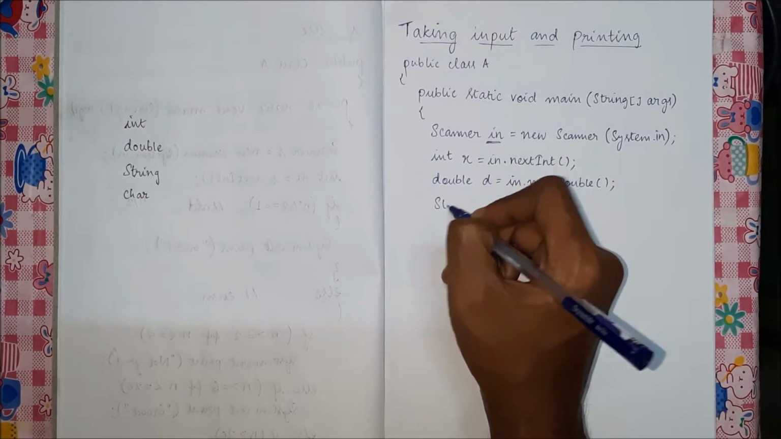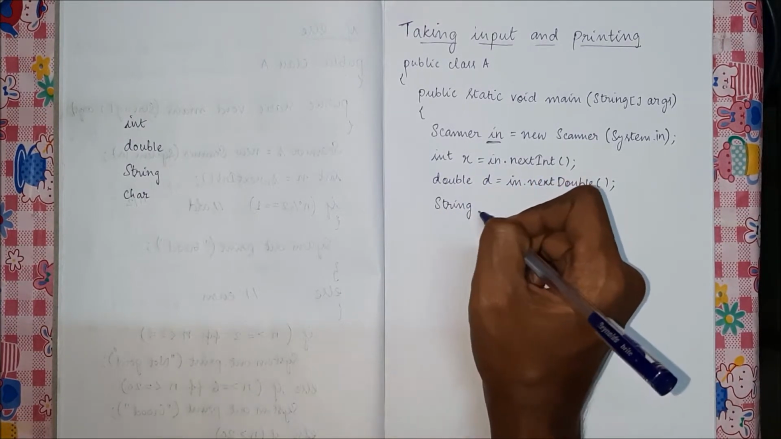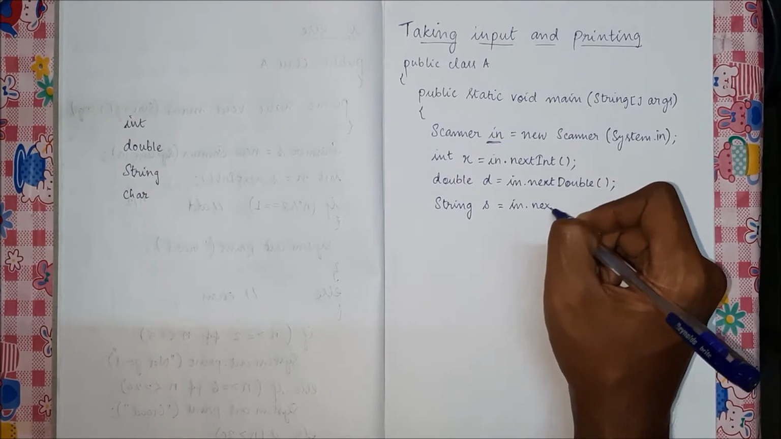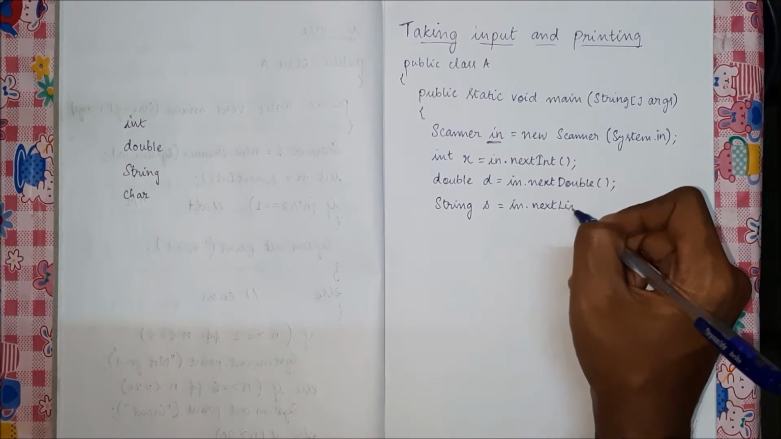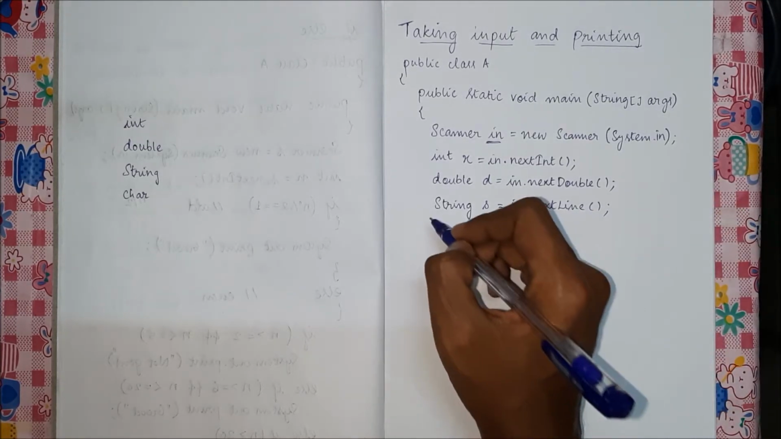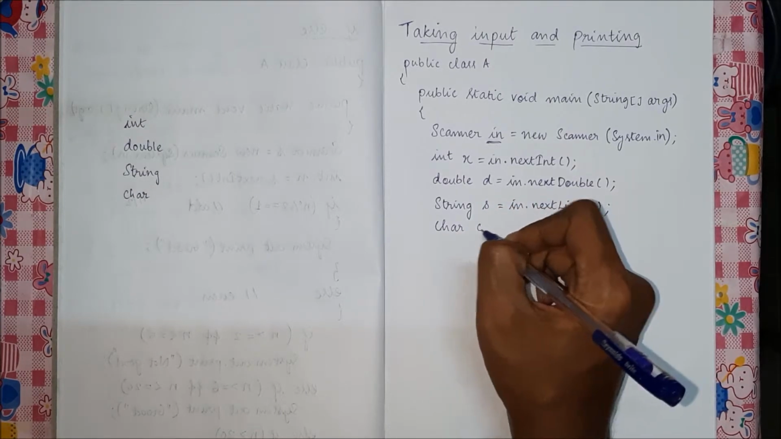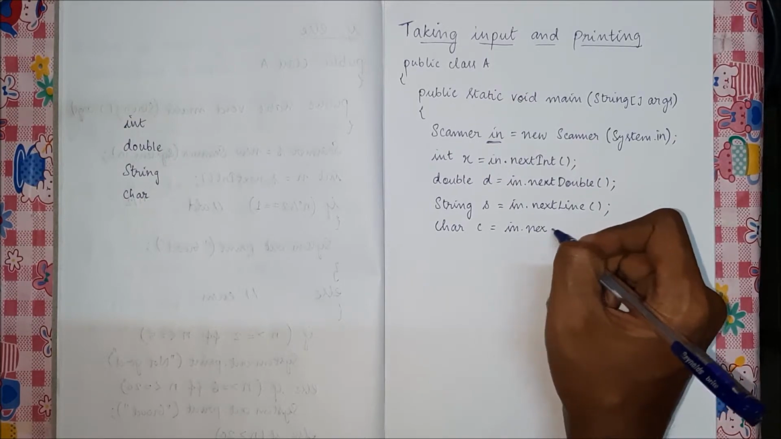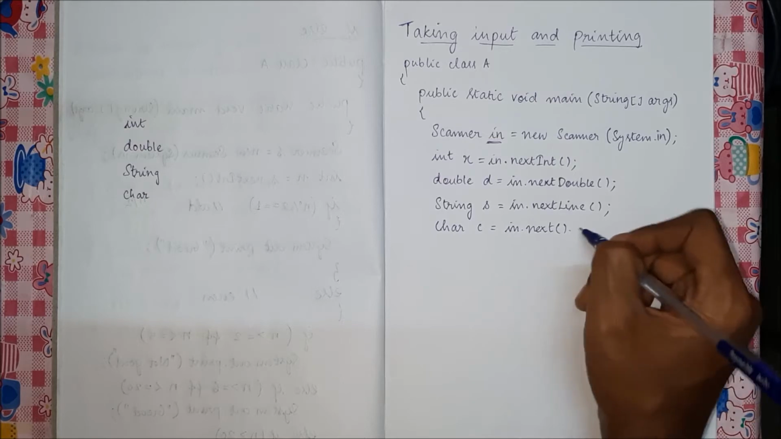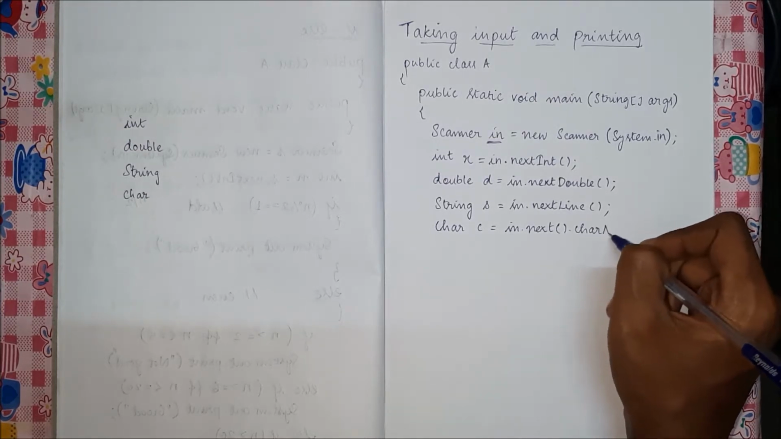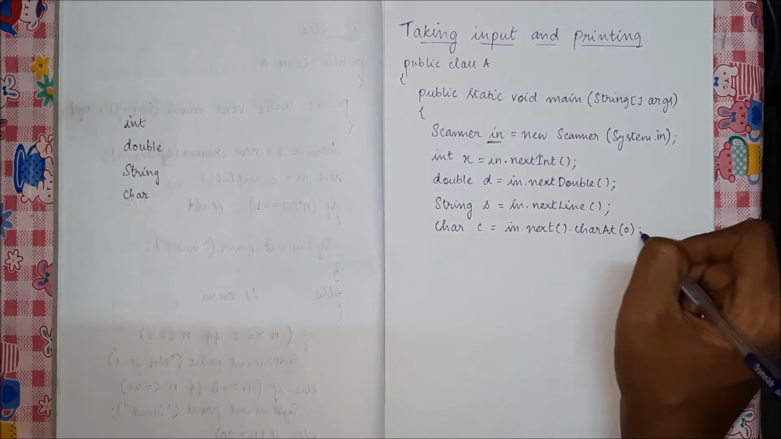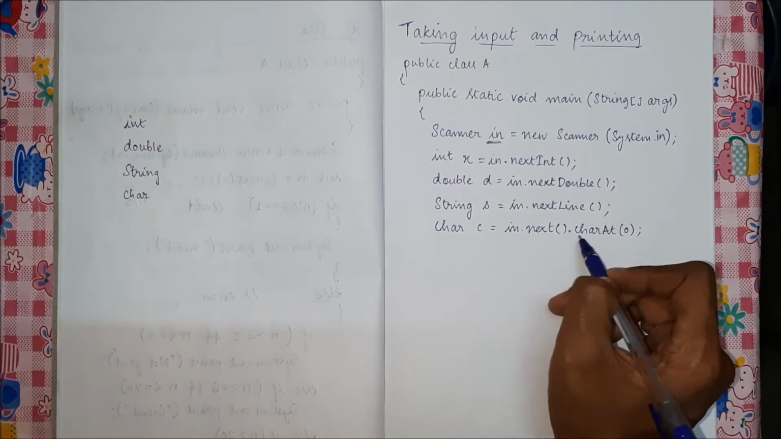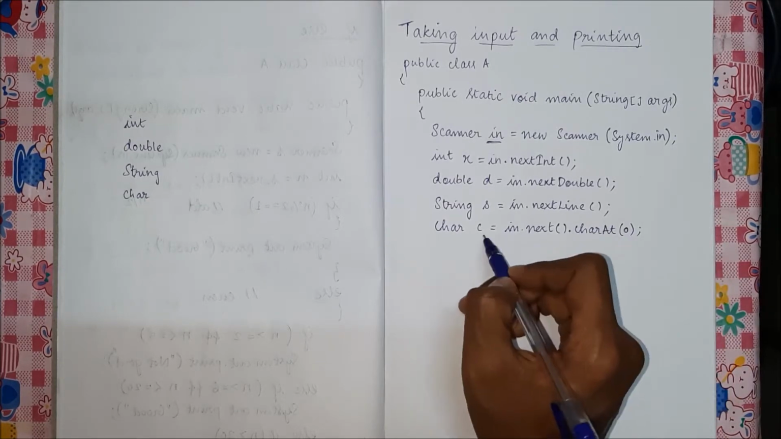Then I'll take string, s equal to in.nextLine. char c equal to in.next().charAt(0). So in.next will take a string as input, and then we are telling that the character at 0th place is the required character.